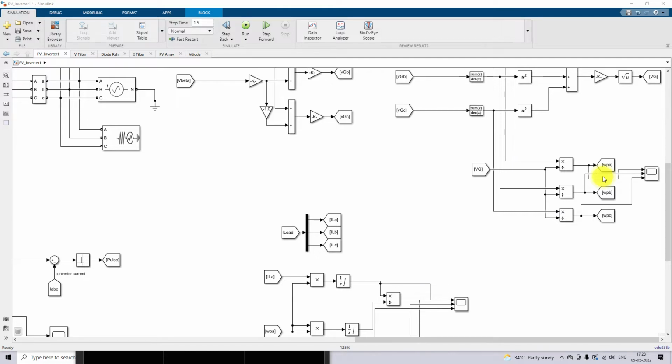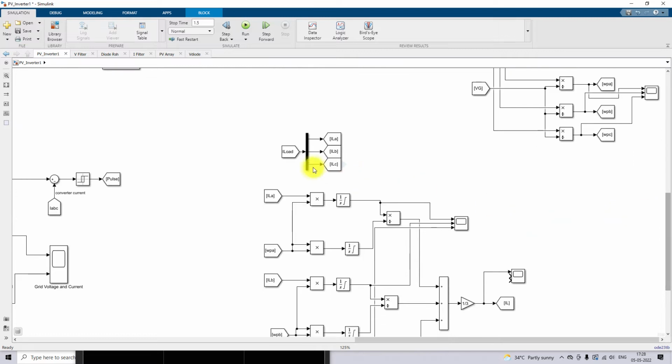That means synchronization of this grid with the solar PV system is going to happen by means of the unit vector concept, right? So here we are generating the unit vector for the three phases. Okay, and then here you are measuring the load current, and in this you are going to take each line current, right?